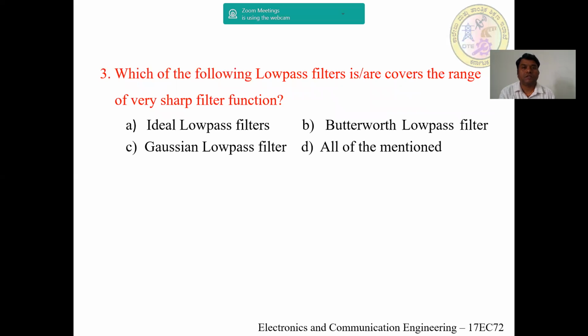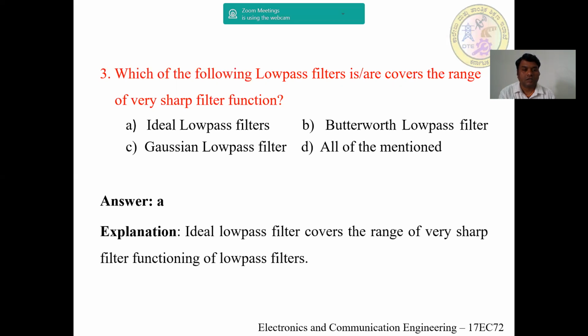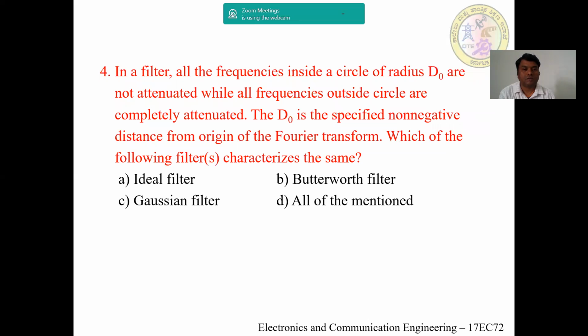Which of the low pass filters covers the range of very sharp filter function? Ideal low pass filter, Butterworth low pass filter, Gaussian low pass filter, all of them. The answer is A, ideal low pass filter, because the ideal low pass filter covers the range of very sharp filter function.